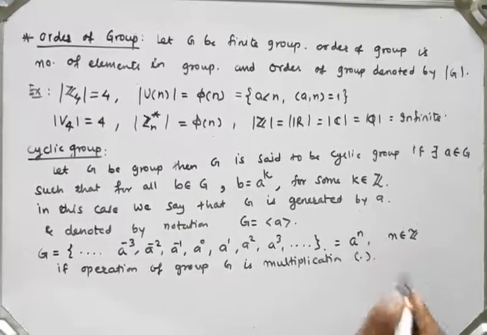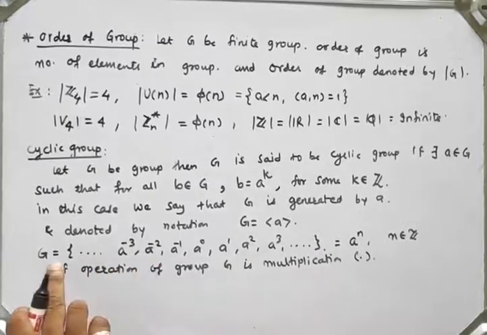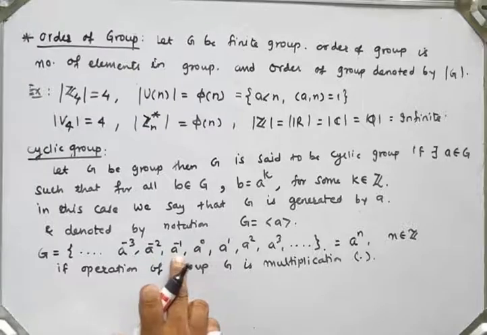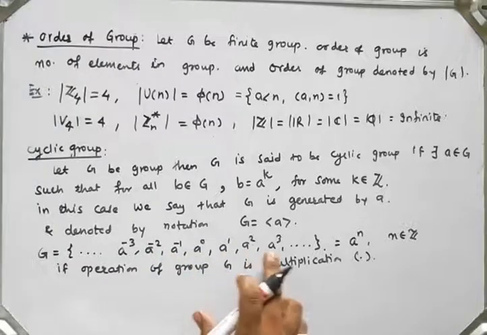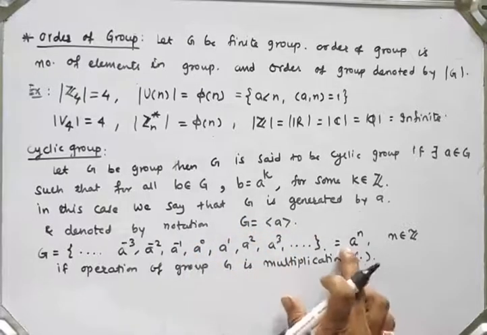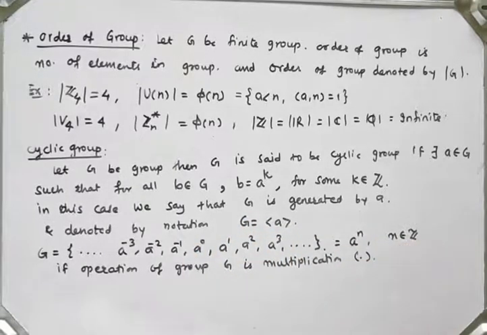So if the operation is multiplication, then the group elements are like this: A raised to minus 3, A raised to minus 2, A raised to minus 1, A raised to 0, A raised to 1, A raised to 2, A cube and so on. So the elements are A raised to some power n, where n belongs to the set of integers.